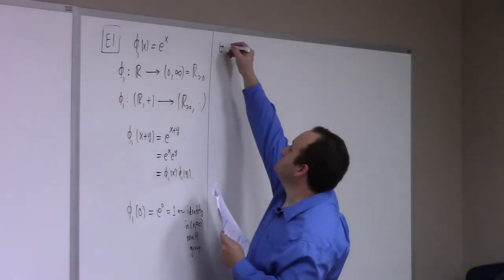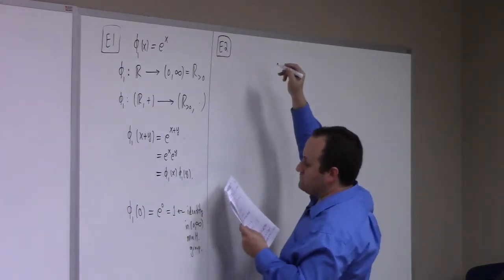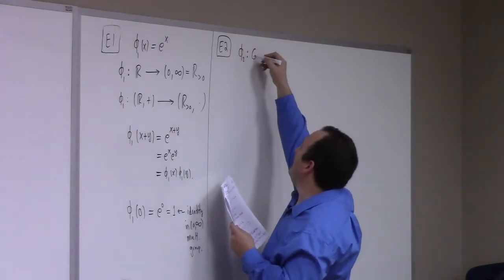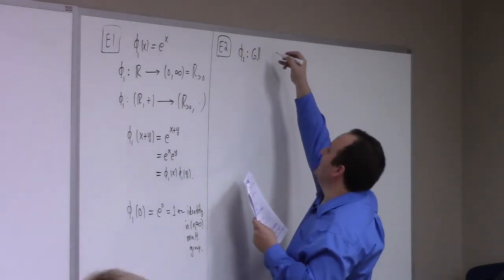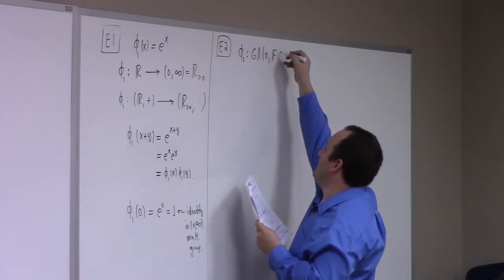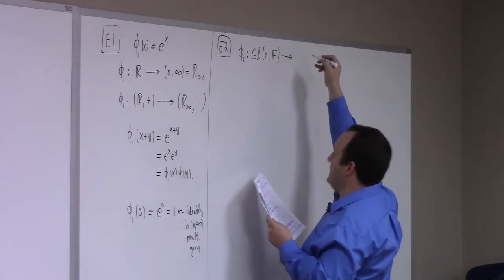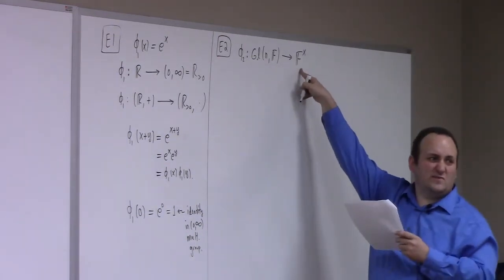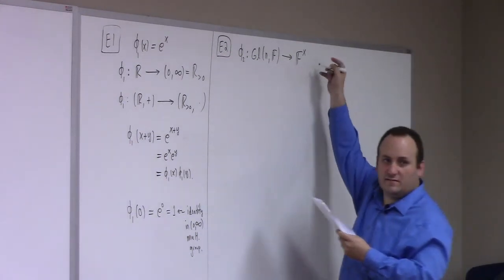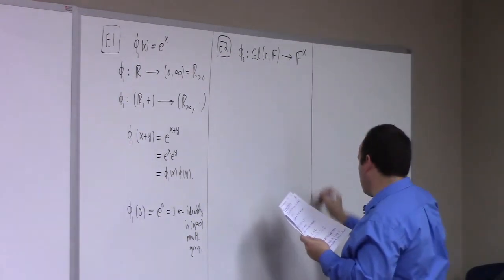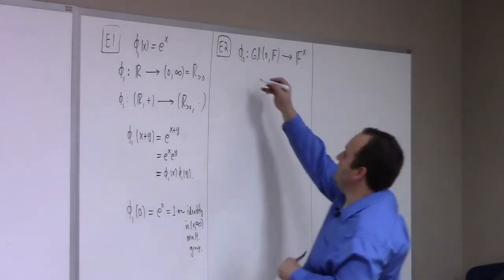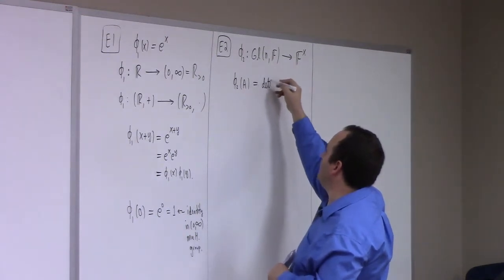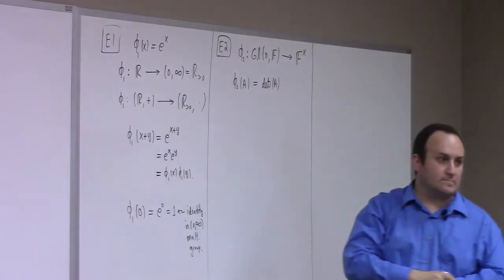Another example, a little bit more exciting. Phi2, I'm going to define a mapping from the general linear group of n by n matrices over a field to the non-zero elements in the field. I think Gallian tends to use F asterisk for this, but you can forgive me if I use that because that's what I've been using. And the formula here, phi2 of A, guess what? We're going to use determinant of A.